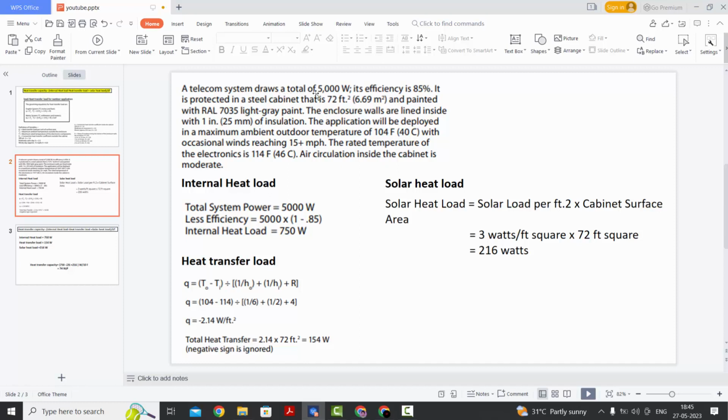A telecom system draws a total of 5000 watt. Its efficiency is 85%. It is protected in a steel cabinet that is 72 feet square or 6.69 meter square, and painted with RAL 7035 light gray paint. The enclosure walls are lined inside with 1 inch or 25 mm of insulation. The application will be deployed in a maximum ambient outdoor temperature of 104 Fahrenheit or 40 degrees C, with regional winds reaching 15 plus mph. The rated temperature of the electronics is 114 Fahrenheit. Air circulation inside the cabinet is moderate.